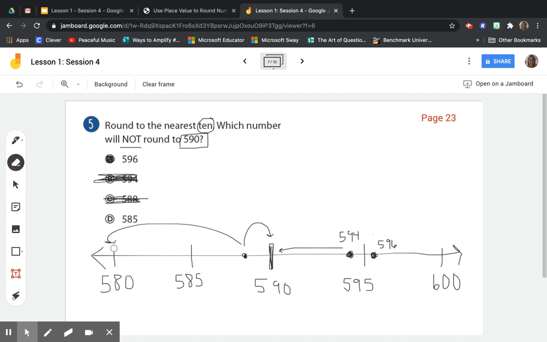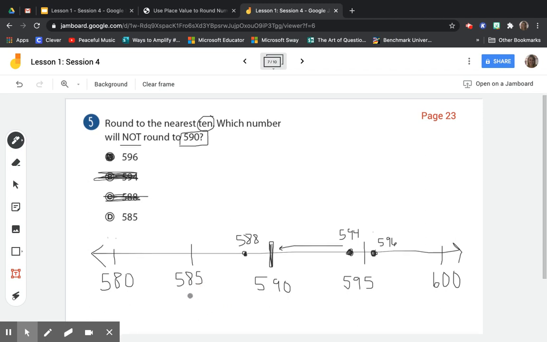Okay. I'm going to erase my little jumps here so I don't get confused. If you have lots of jumps on your paper, that's totally fine. I just don't want to be confusing to my viewers here. All right, so this one was 588. And then we know the last one is 585. Well, I know anything at halfway or past halfway rounds up. So does this one round to 590? Yep. And we don't want that. We want the ones that do not round to 590. So if you got A was your answer, yay. You did it.